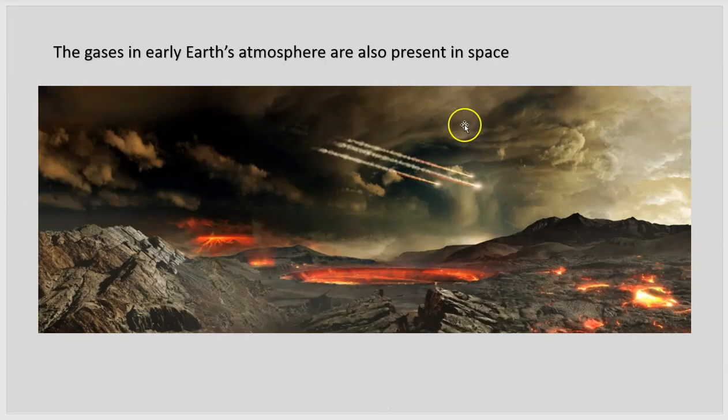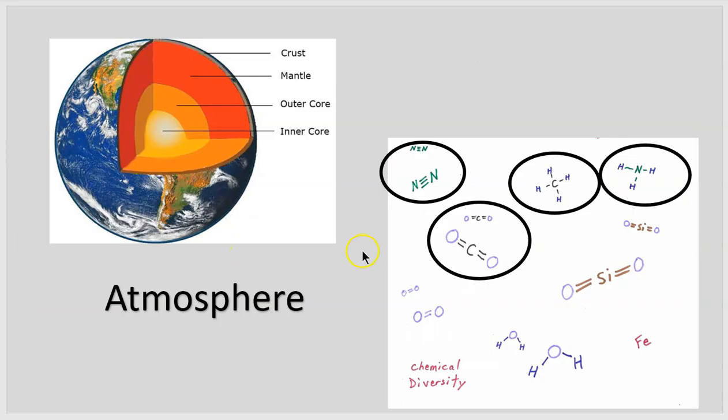What about the atmosphere on the early Earth? Well, those molecules were also made out in space. Here I've circled some of the molecules that you find in some planetary atmospheres: carbon dioxide, nitrogen, methane, ammonia. So the materials, the gases that we find in atmospheres are molecules that are present in nebula.